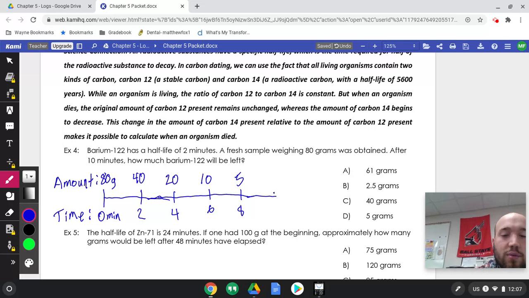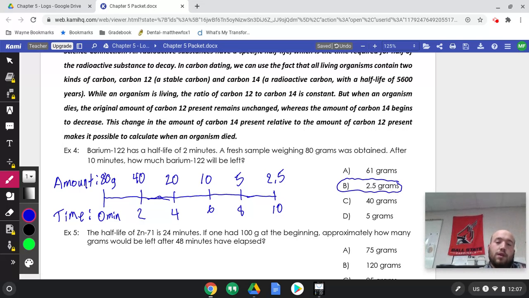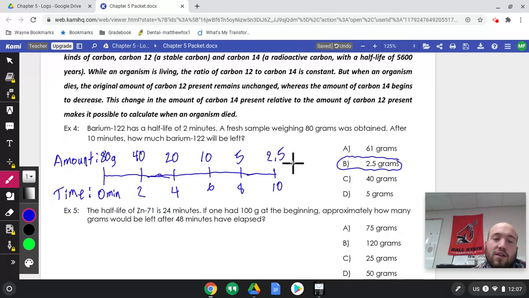And we need to go one more because we have to go to 10 minutes. So after 10 minutes, we'll go down to 2.5 grams. So we can just kind of reason through it. Now, the reason you don't always do this is because sometimes like 12, 15, 30 half-lives have occurred. So that'd be a lot of work. But in our case, we don't need the actual formula. We can just kind of reason through it and solve it.